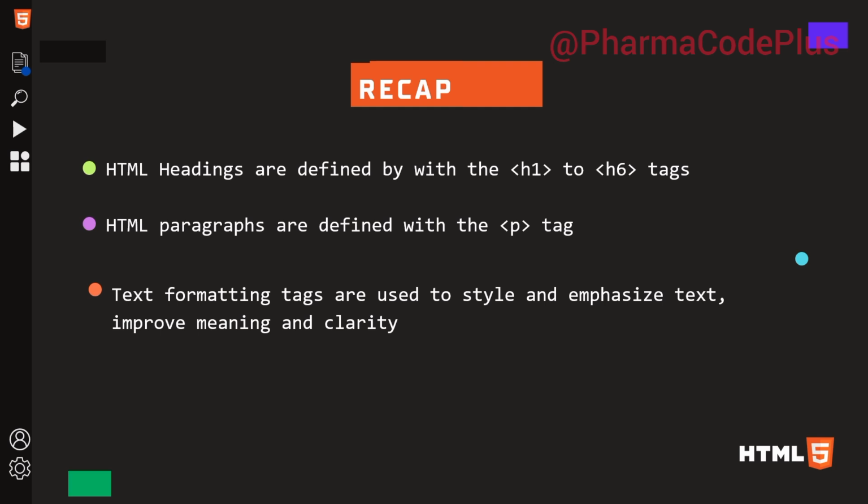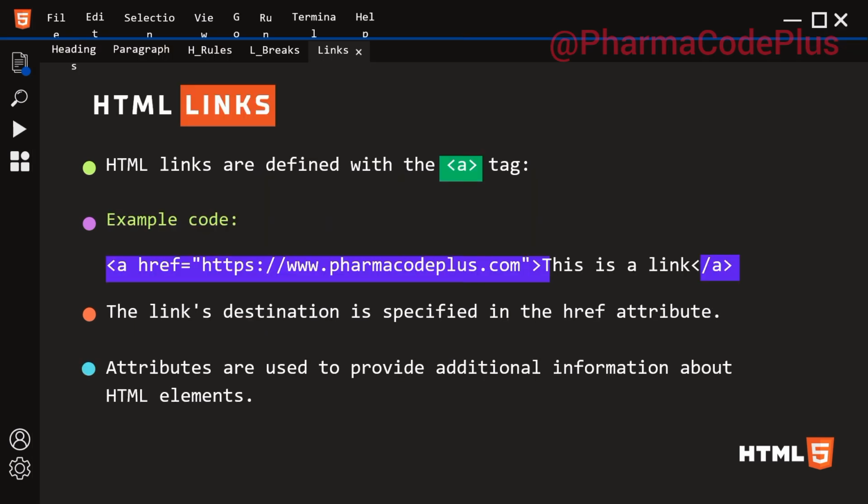From the last class, we learned that HTML headings are defined with the H1 to H6 tags. We also learned about HTML paragraphs being defined with the P tag. And we also learned that text formatting tags are used to style and emphasize text while improving meaning and clarity. So let's go. HTML links are defined with the A tag, as you can see here.